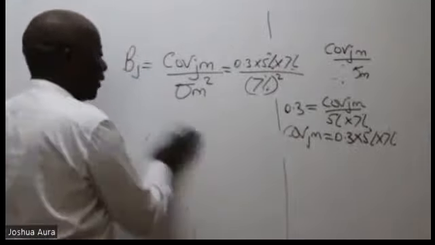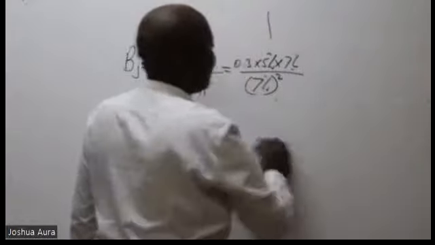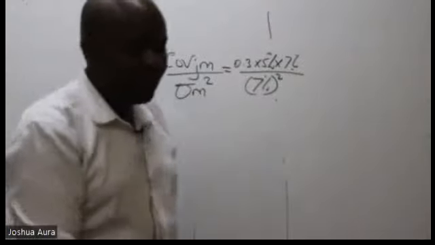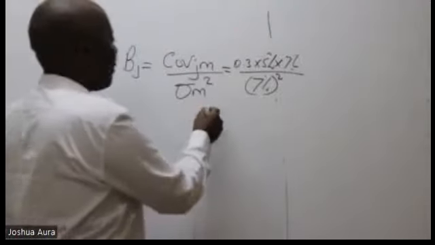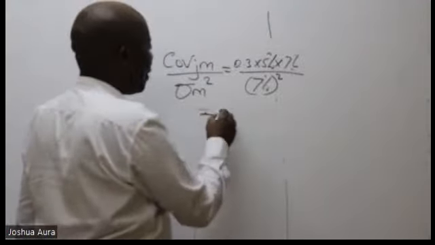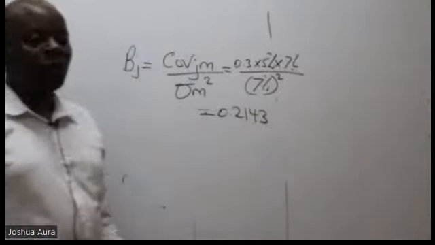What do we have here? So most of them are giving me 0.2143. So this is 0.2143.